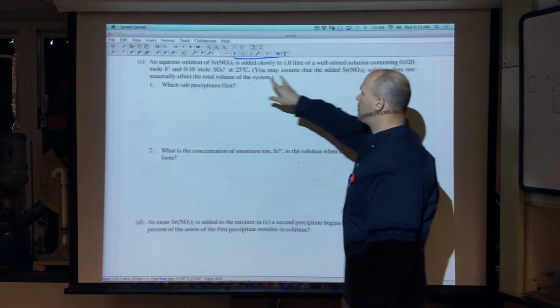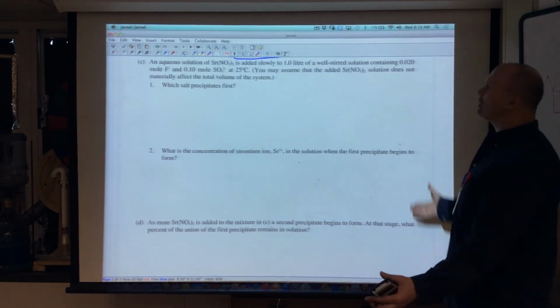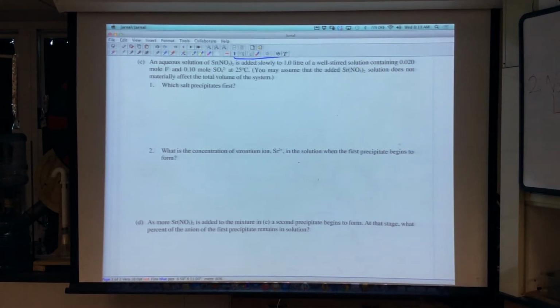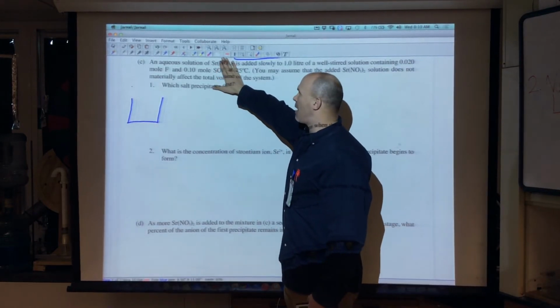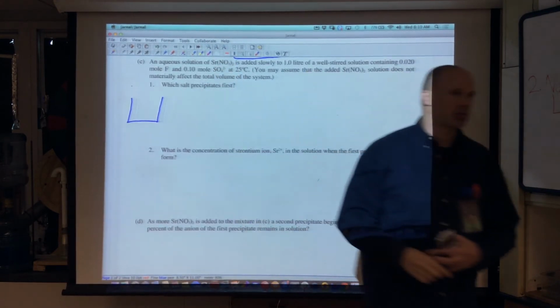Well, they give you the temperature to remind you it's the same temperature everything's based upon, but we're pouring two solutions together. If you've got to draw yourself a diagram, what are we pouring? Into one beaker, we're adding strontium nitrate. Now, what are they really telling you by strontium nitrate? Nitrates are always soluble. So what are they telling us? I'm adding strontium plus 2.